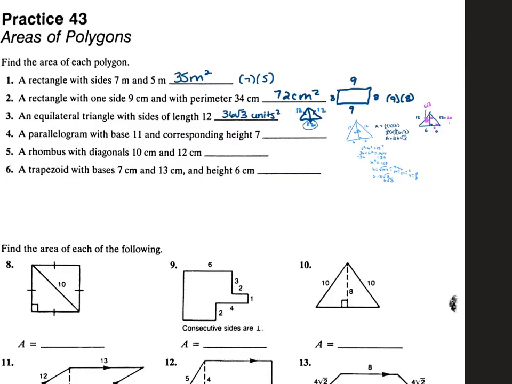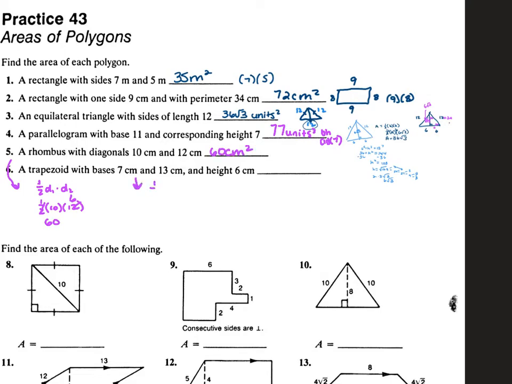Okay, 4 is a parallelogram with base 11 and height 7. Area of a parallelogram is base times height, which would be 11 times 7, or 77 units squared. Number 5 is a rhombus with the diagonals 10 and 12. Area of a rhombus is 1/2 diagonal 1 times diagonal 2. 1/2 10 times 12, and half of 12 is 6. 6 times 10 is 60.